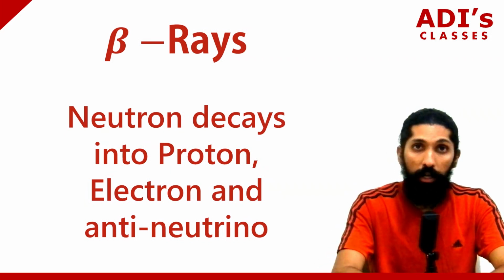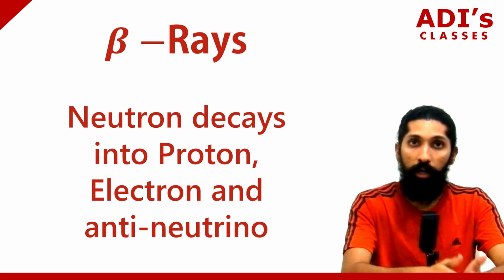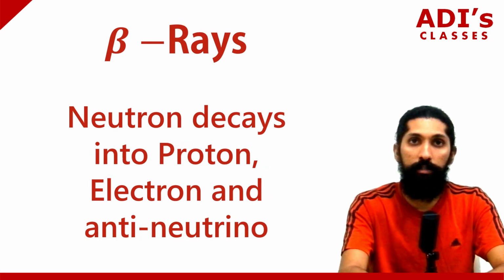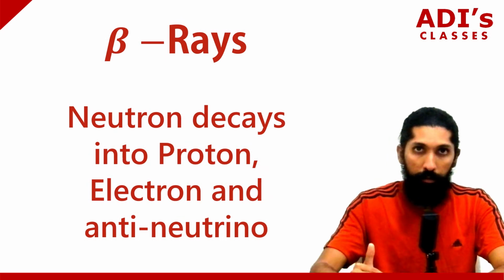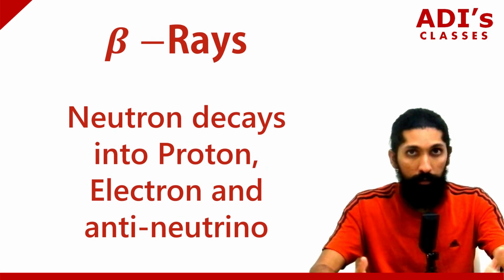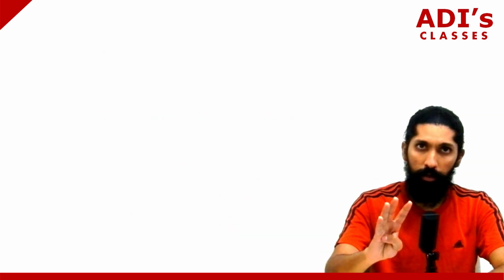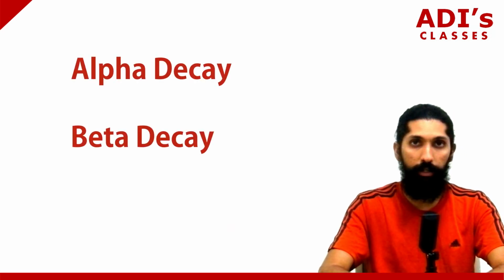And gamma decay occurs after alpha or beta. The reason is the nucleus will be in an excited state, and that has to come down to the normal ground state. That's why we have gamma decay. So we have alpha, beta, gamma, 3 types of decay.